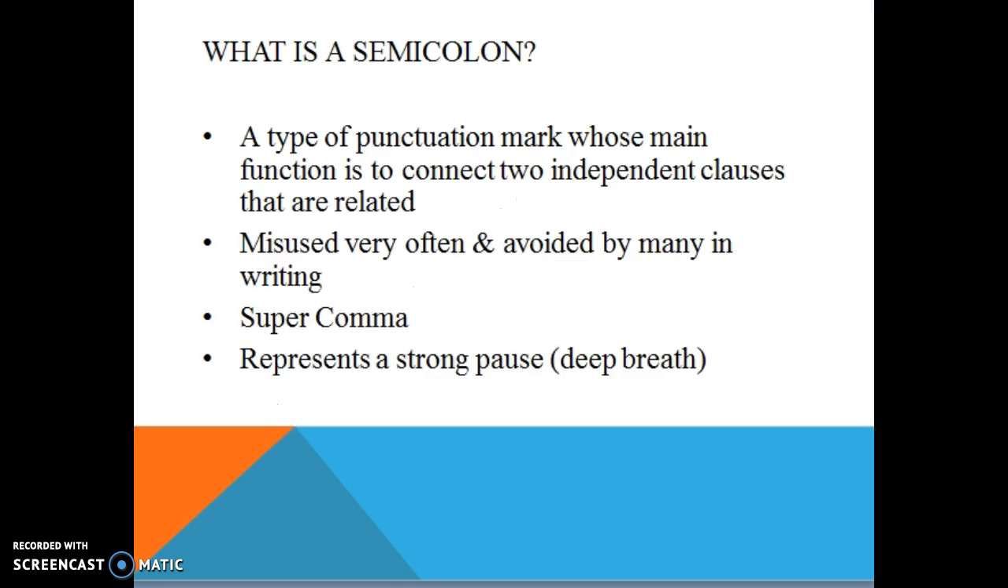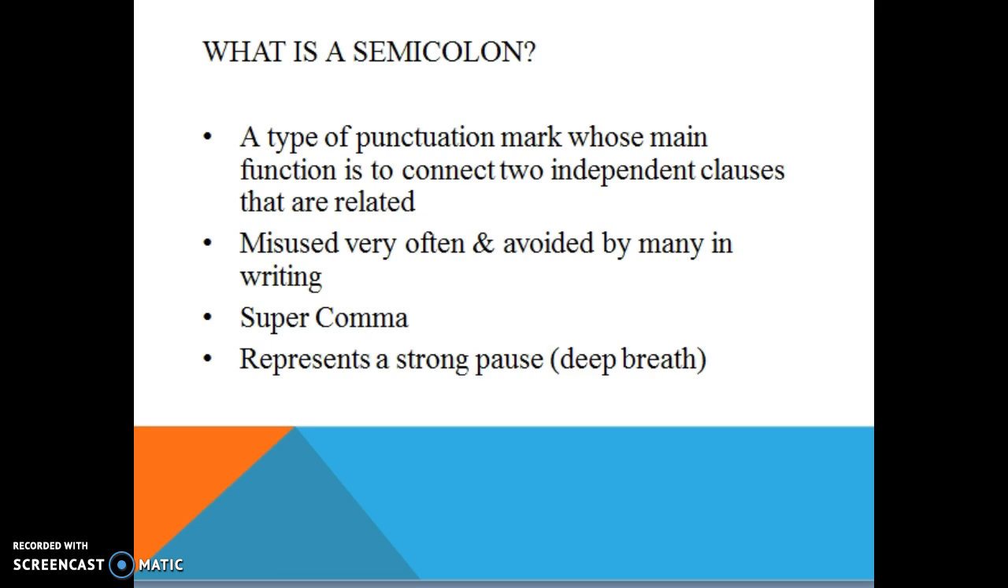Some of you may have heard of a semicolon, or even used it on a rare occasion in your writing, but what exactly is a semicolon? A semicolon is a type of punctuation mark that connects two independent clauses that are related. In this PowerPoint presentation, I will illustrate how to correctly apply semicolons in your academic writing.